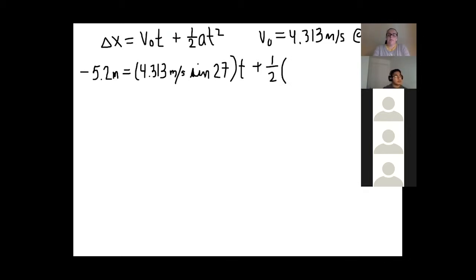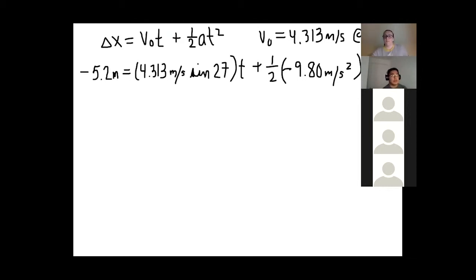And will that be 9.8 meters per second squared, or will it be negative 9.8 meters per second squared? Well, I'd say that would be negative 9.8 since we're taking downwards as negative. Yes, exactly. So we have to keep our same coordinates that we're calling down as negative and up as positive. We have to maintain that throughout the whole problem. So that's negative 9.8 meters per second squared times t squared.